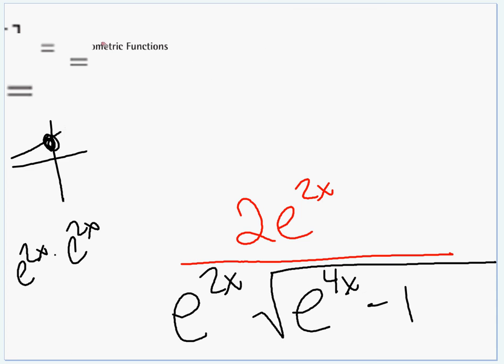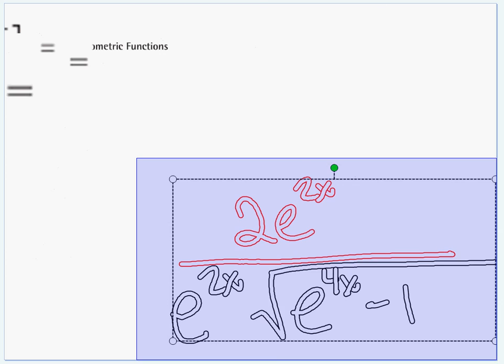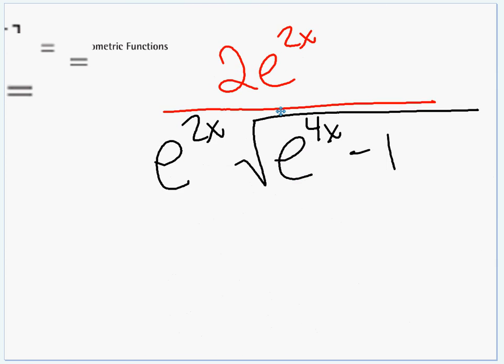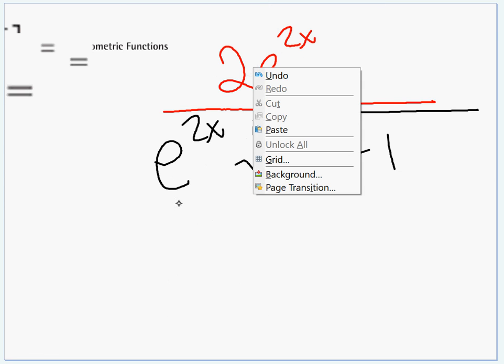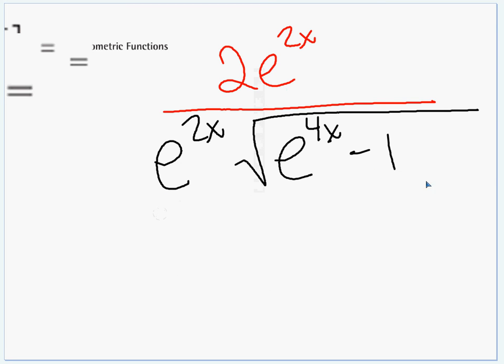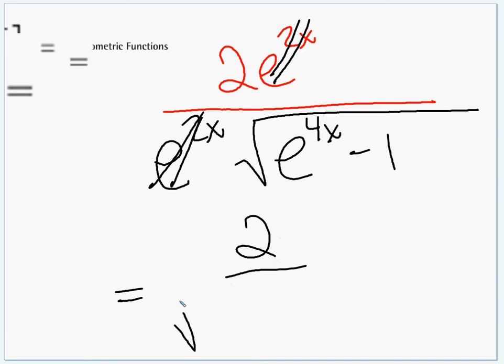Did you notice there's one more thing we can simplify? In the numerator, and one of the terms in the denominator can cancel. This is a 2 times e to the x, so we've got down here this e to the 2x times our radical. So we can eliminate e to the 2x in the numerator, e to the 2x in the denominator. So our better looking answer here is 2 over root e to the 4x minus 1. And there's our derivative.